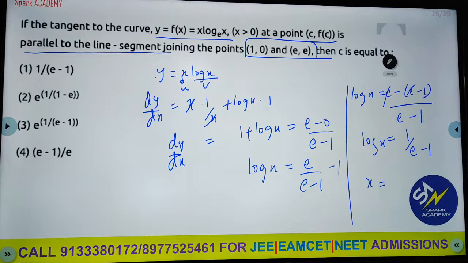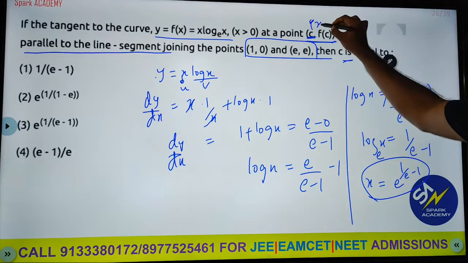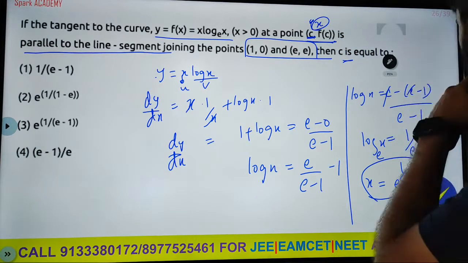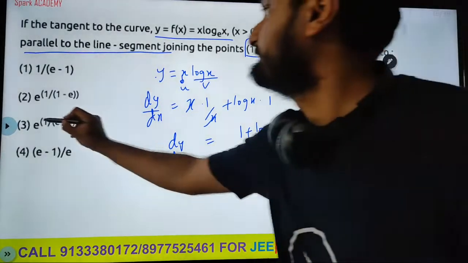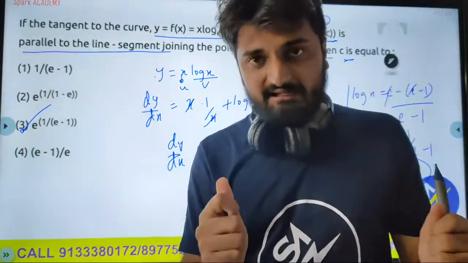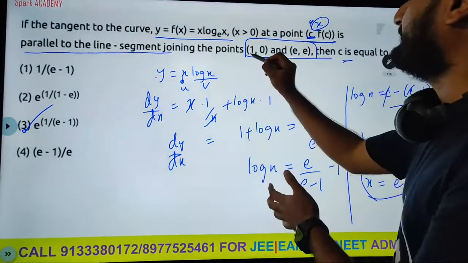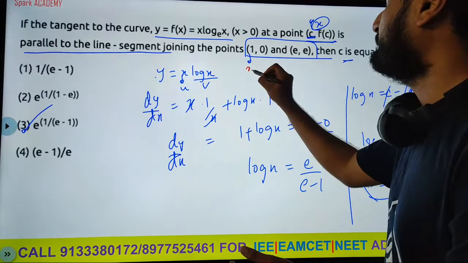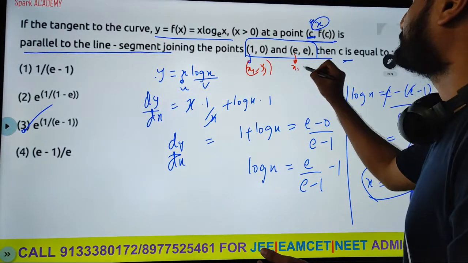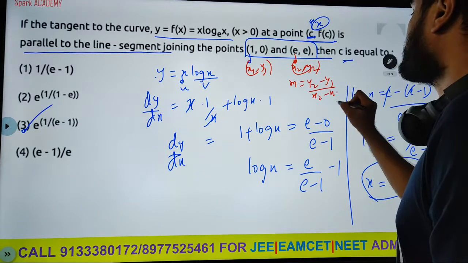So what is x? The default base is e. So this will be e power 1 by e minus 1. So c is nothing but your x coordinate which you need to find out. So this will be e power 1 by e minus 1. The third option will be the answer. So again, same process. Parallel means the slopes are equal. So slope of the tangent is equal to slope of the line, which is, this is like x1 comma y1 and this is like x2 comma y2. So slope is y2 minus y1 by x2 minus x1 basically.